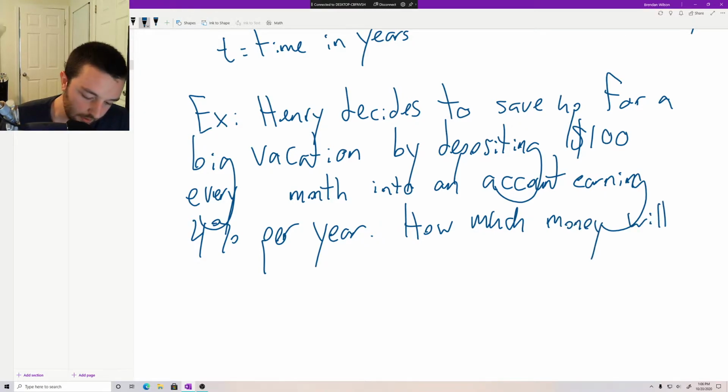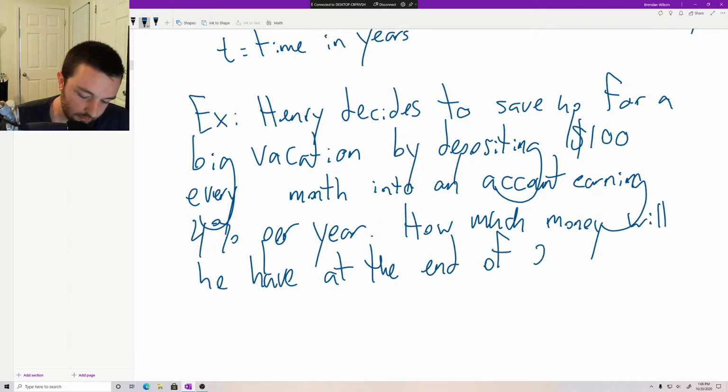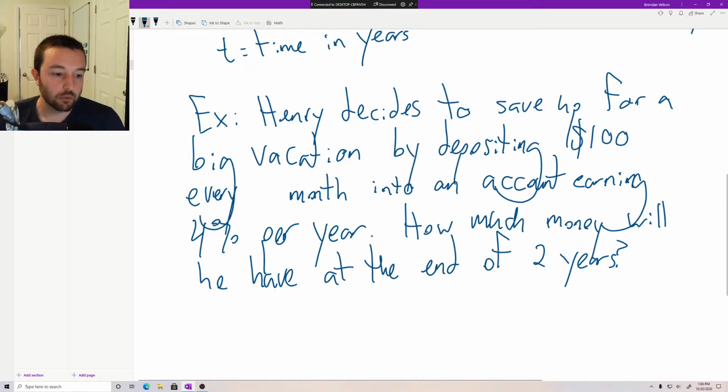How much money will he have at the end of 2 years? So 4%, first of all, that's a lot. That's usually higher than, definitely higher than, you would get from a normal savings account. Probably higher than those money market accounts I was talking about.